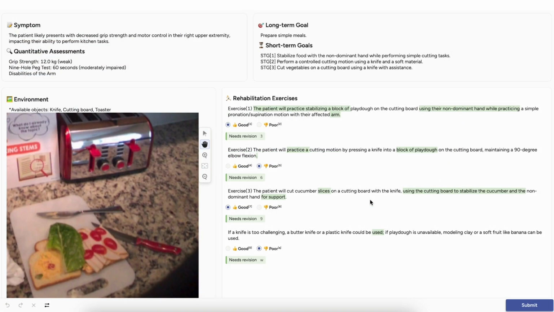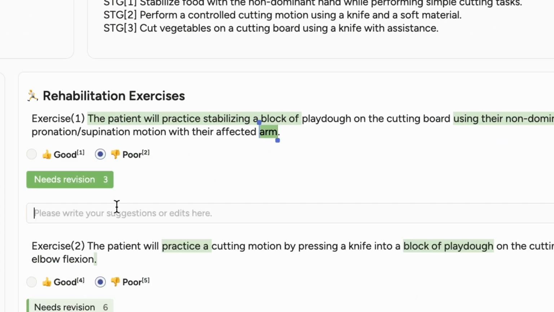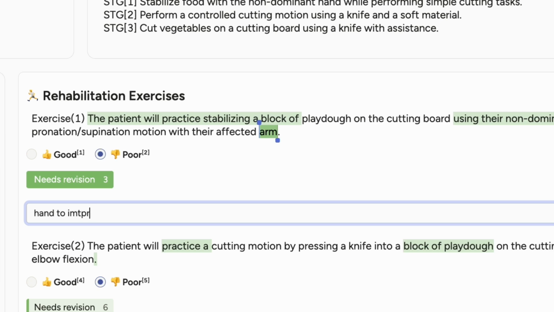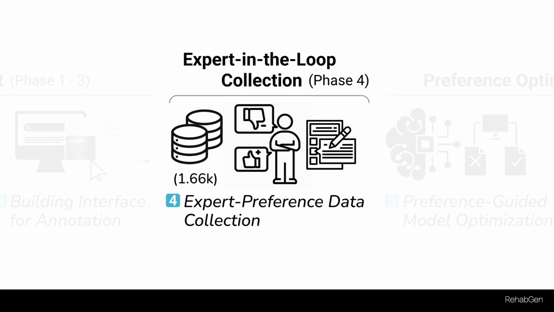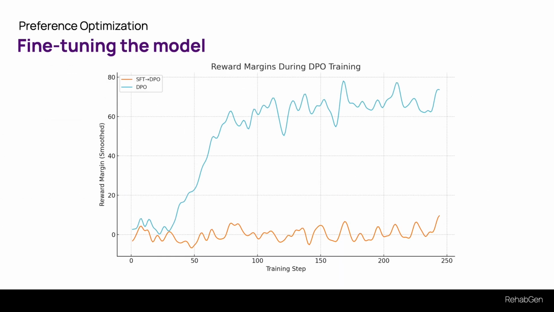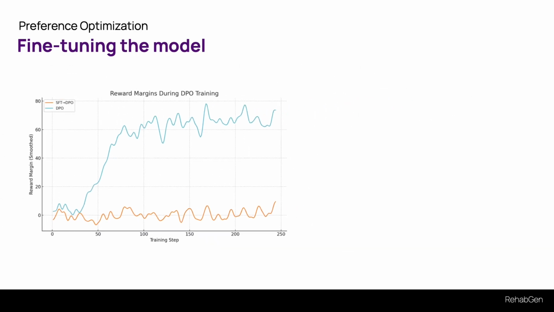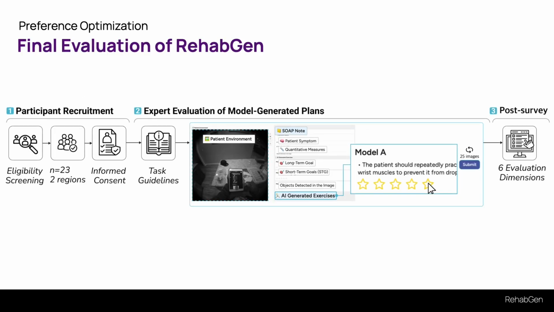Using our expert-in-the-loop interface, experts provide their feedback by dragging start and end points and writing their own custom labels. This preference data enabled direct fine-tuning of the model. We applied 2 different methodologies for fine-tuning, and the DPO strategy better reflected expert values in terms of the reward margin. We also ran a user study with experienced rehabilitation professionals.